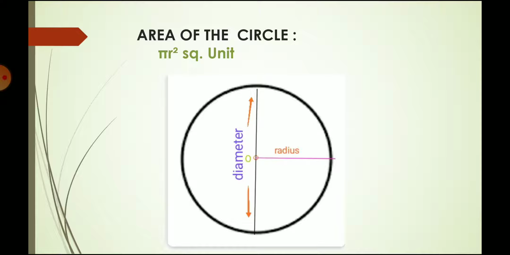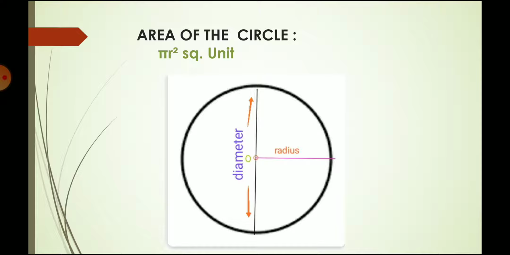About the circle, the area of the circle formula is pi r square unit. Okay, pi r square unit. See the circle, the center point is called the center. Then see the pink color line, that is called a radius. From this center point to the end point is called a radius.